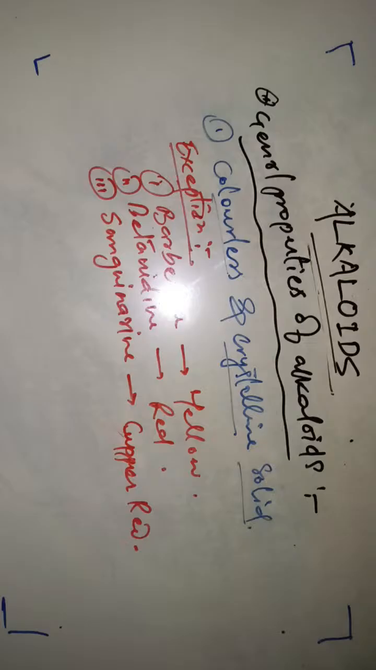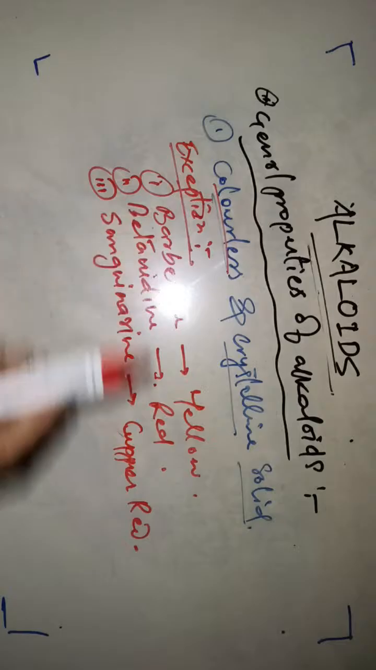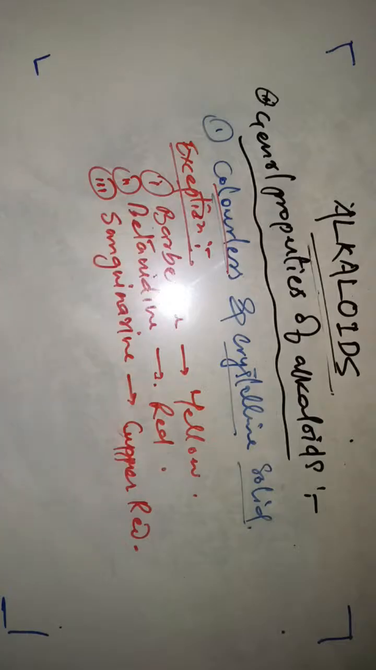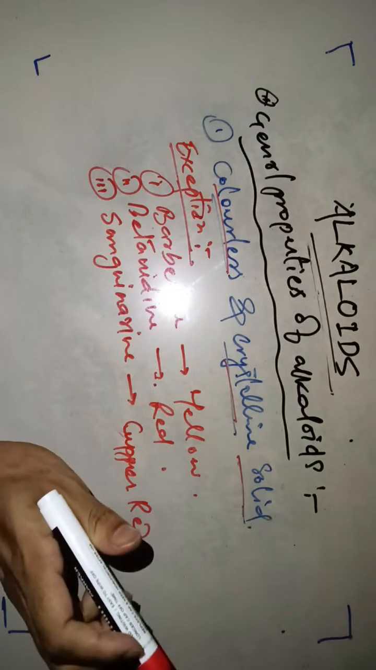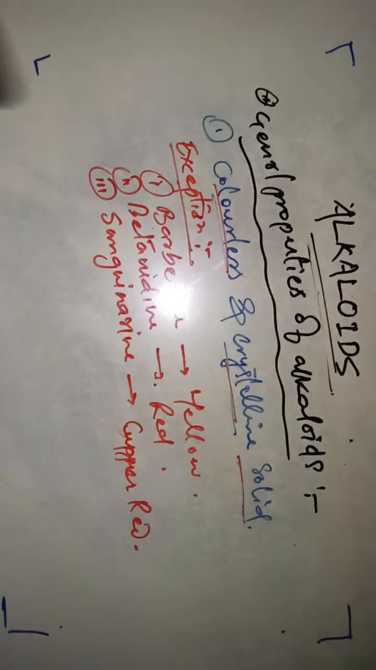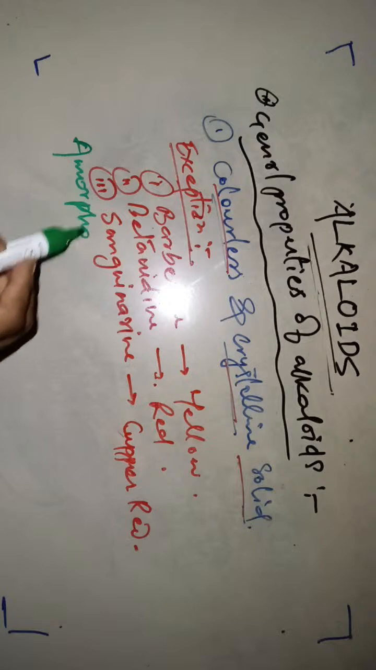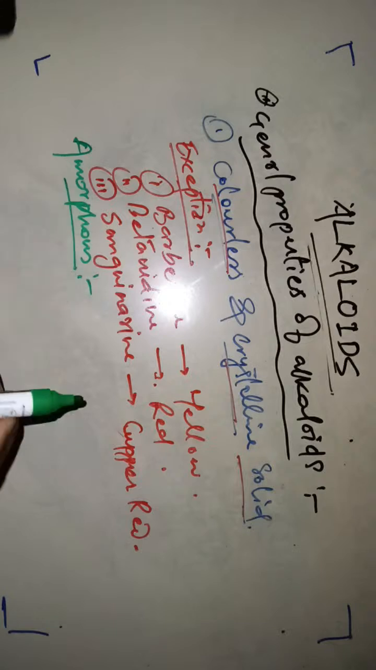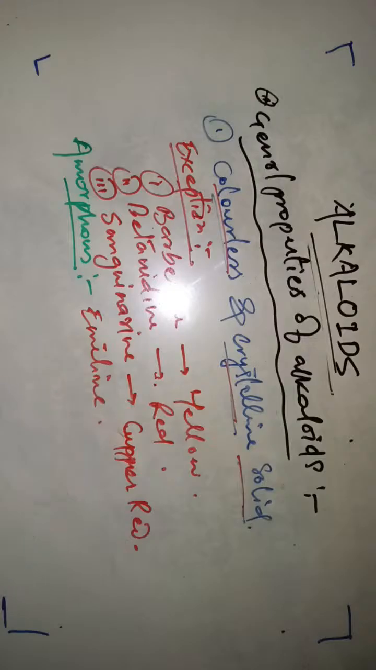Next, I mentioned that they are colorless, but these are the exceptions. Berberine is yellow, betanidine is red, and sanguinarine is copper red. And again, I also mentioned that they are crystalline solids in nature, but some are amorphous in nature. You have to remember which are amorphous: emetine. Emetine is amorphous in nature.